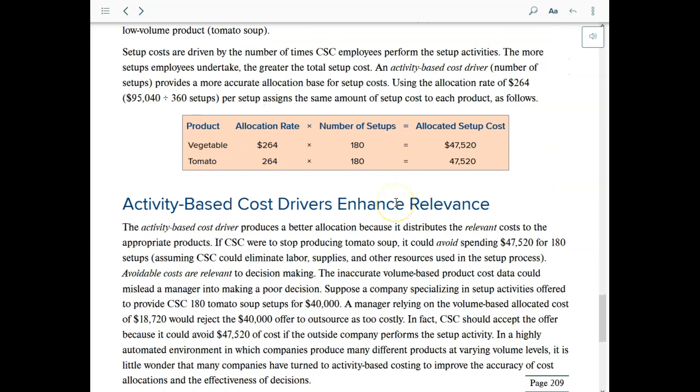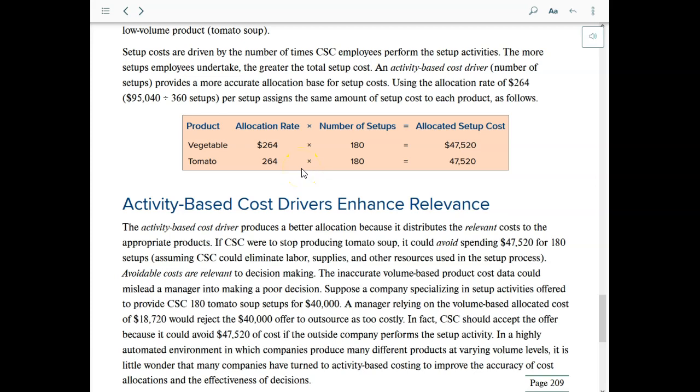Let's do that. So here, if we allocate it based on setups, then you'll take the $95,040, total cost to be allocated, divided by 360 setups, and now take 264 times 180. So 47,520 is allocated to vegetable. And now we have tomato, 264 times 180, same amount. So some people would think this is a better way to allocate these setup costs. Do it on the number of setups for each product that you're producing.